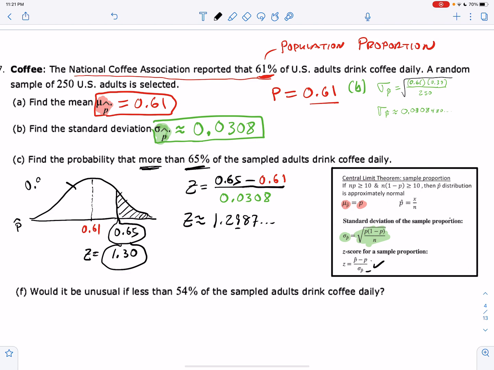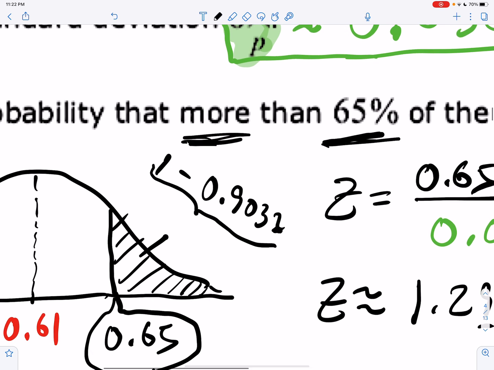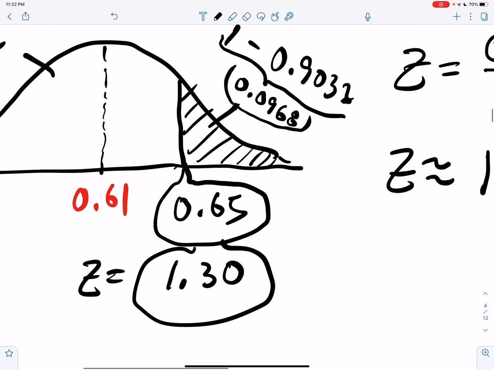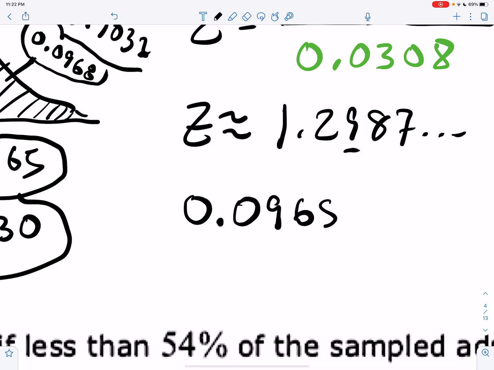is 0.9032. I don't want that. I want the area to the right, so I just say 1 minus 0.9032, and I then get my answer. I'm just really running out of space, so let's see if I can squeeze that in there. I get my answer, which is 0.0968. Let's go ahead and box it in to make it clearer to see the answer. That once again is 0.0968.